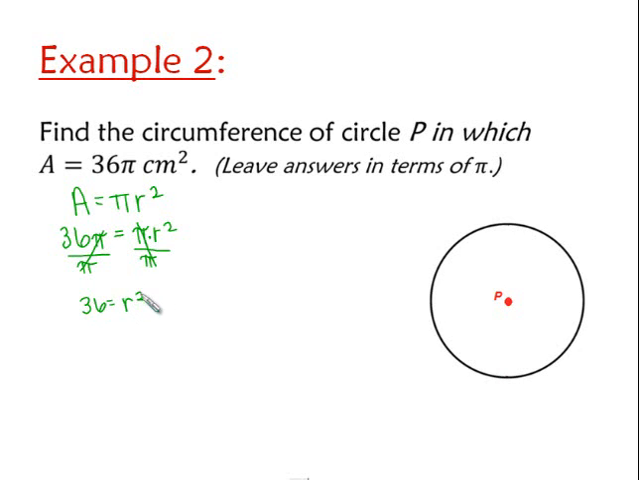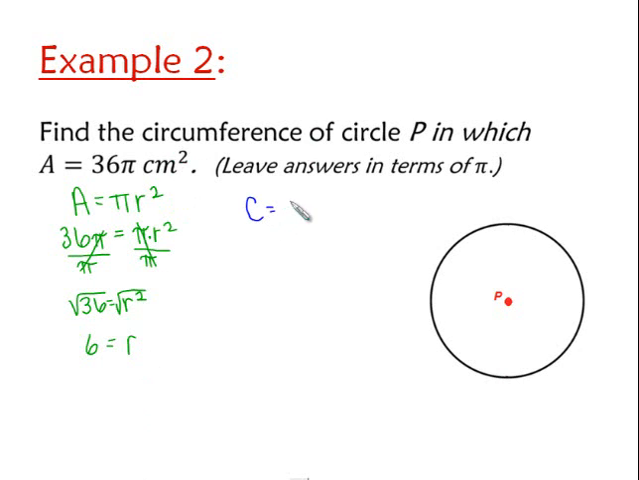And now I have to get rid of this squared right here. To get rid of that, I have to take the square root of both sides. So r is equal to 6. I know my radius, but that still doesn't answer the question. It says find the circumference of circle P.